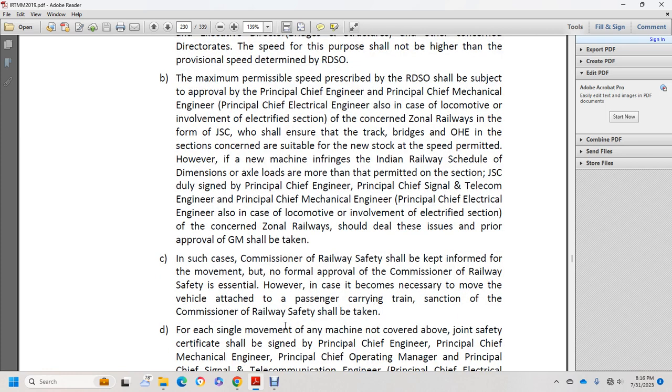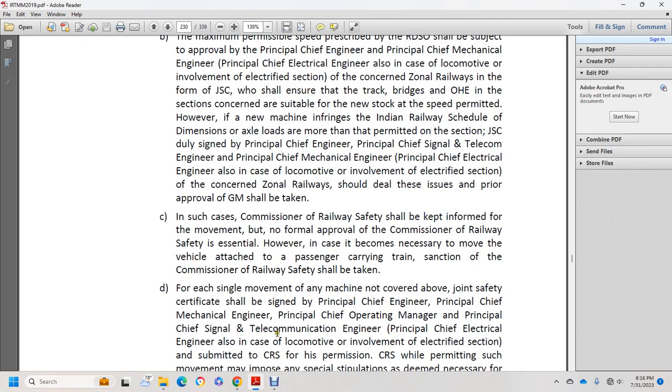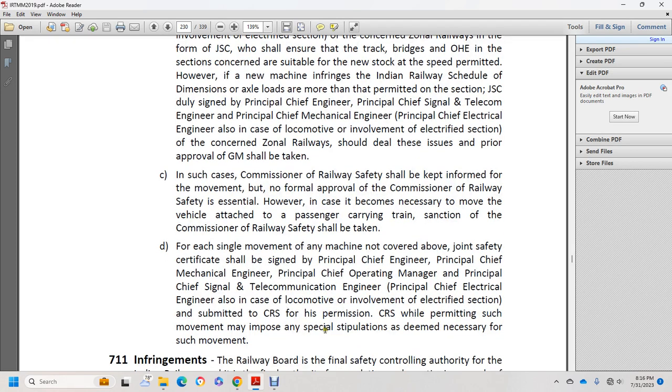No approval of the Commissioner of Railway Safety is essential. However, in the case that it may be necessary to move the vehicle attached to a passenger carrying train, the sanction of the Commissioner of Railway Safety shall be taken for each single movement. Each movement not concerned with the joint safety certificate shall be signed by the principal chief engineer, principal chief mechanical engineer, principal chief operating manager, principal chief signal telecom engineer, and principal chief electrical engineer, in case of a locomotive involved in the electrified section, and committed to the CRS. The CRS permission permits such movement, with any special stipulations deemed necessary for such movement.